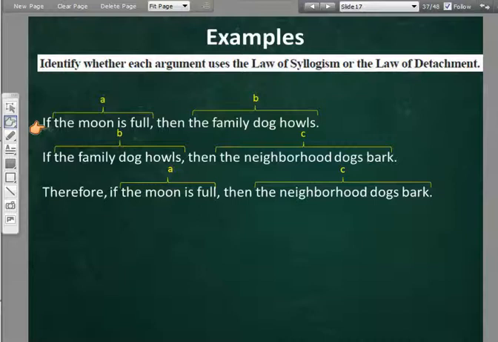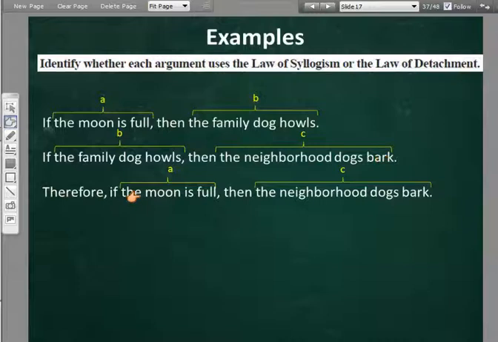If the moon is full, then the family dog howls. See how I put the moon is full is A, the family dog howls is B. Then I went to the second sentence and I said, if the family dog howls, then the neighborhood dogs bark. The family dog howls matches B in the first premise. The neighborhood dogs bark is a new premise, so I call it C.